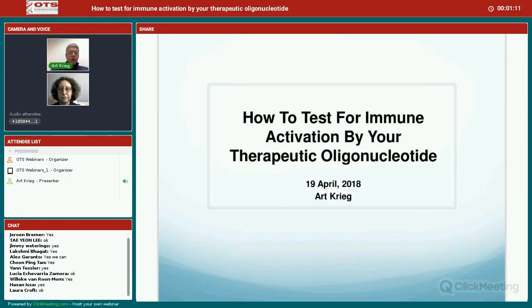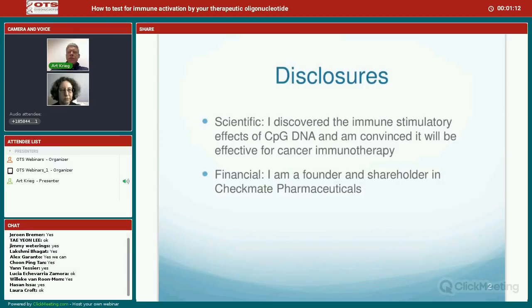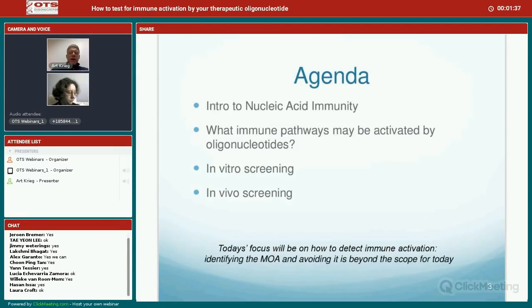I'll be talking about testing for immune activation. First of all, on disclosures, I do want to point out I did discover the stimulatory effects of CpG DNA many years ago, and so from a scientific perspective, I'm really excited about that. I'll try to give a completely neutral presentation today. But I also want to disclose I have stock in Checkmate Pharmaceuticals, which is developing those for therapeutic applications. But today our focus is really on screening for the immune effects of nucleic acids.